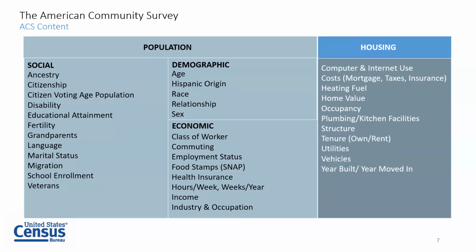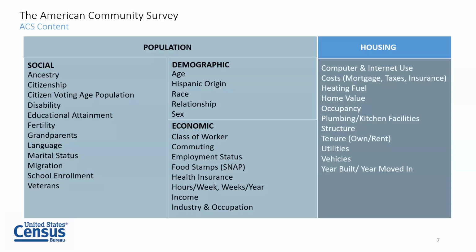Economic characteristics below, such as income, employment status, and the others you see here, are also available. And finally, on the right, you see housing characteristics, which include both the physical and financial characteristics of housing, such as year built and home value.